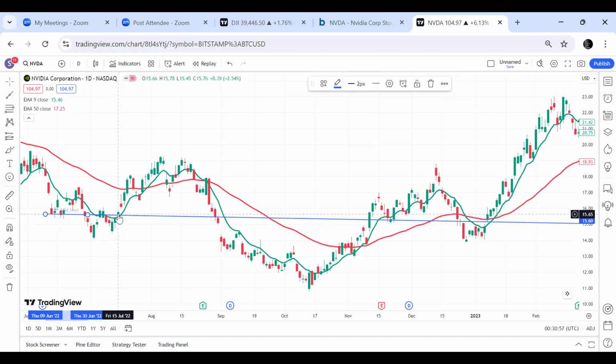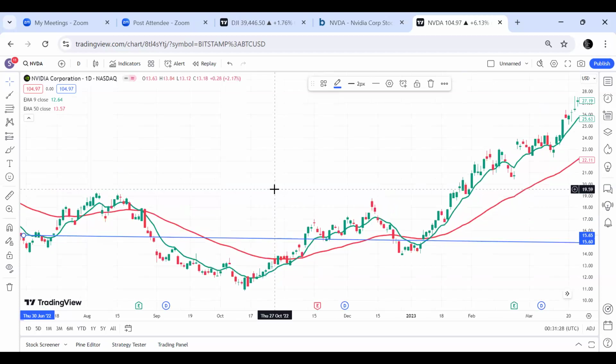As you can see here, the price had taken support. It had taken 9 EMA support. And when it had taken 9 EMA support, if I consider it as support and purchase an NVIDIA share at this price, as you can see from here, it had moved from $15 till $19. So again, similar here.